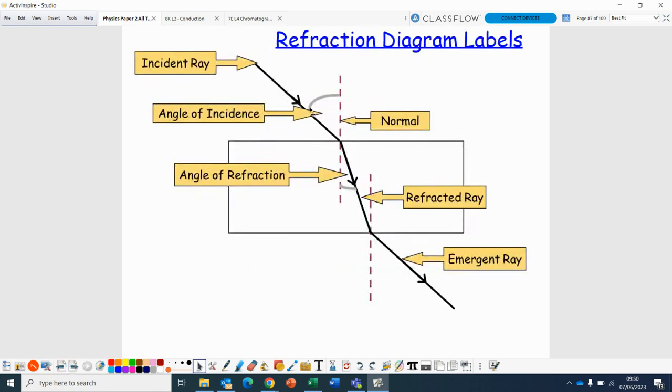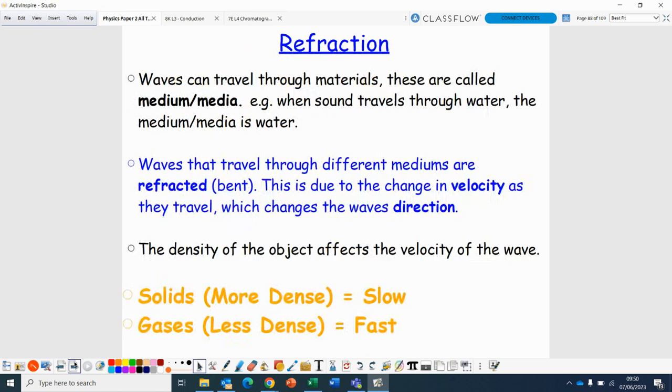Refraction diagram, this is in triple and combined. Make sure you're aware of the labels. So the incident ray goes into the block. Angle of incidence is the angle there from the normal, the dashed line. Angle of refraction is underneath, inside the block. The refracted ray is that ray there next to the normal for that angle. And the emergent ray is the one that emerges out of the refraction block.